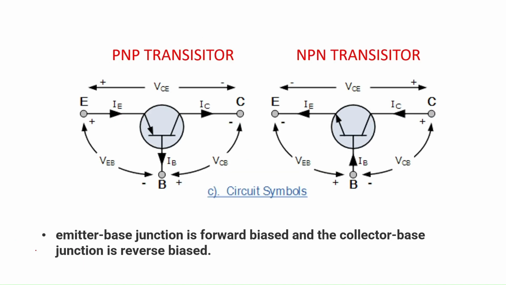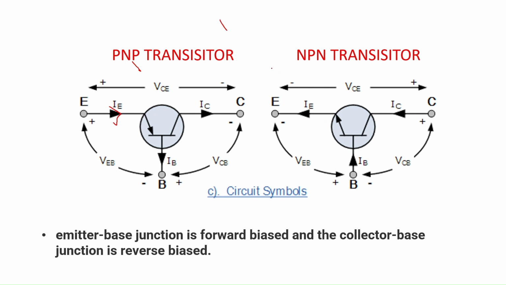This is the circuit symbol for the BJT. For PNP transistor, this is the circuit symbol. We could identify the type of transistor, whether it is NPN or PNP, from the circuit symbol. If the arrow mark in the emitter region is towards the base, then it is called PNP transistor. If it is away from the base, then it is called NPN transistor.